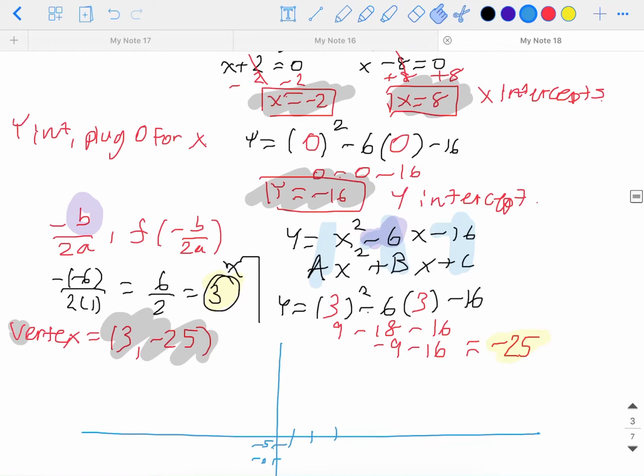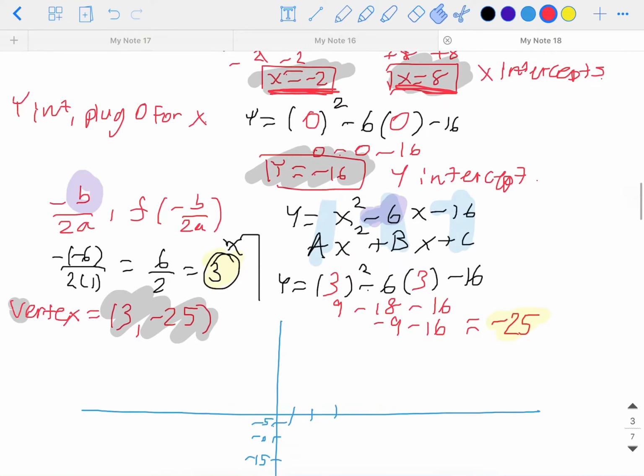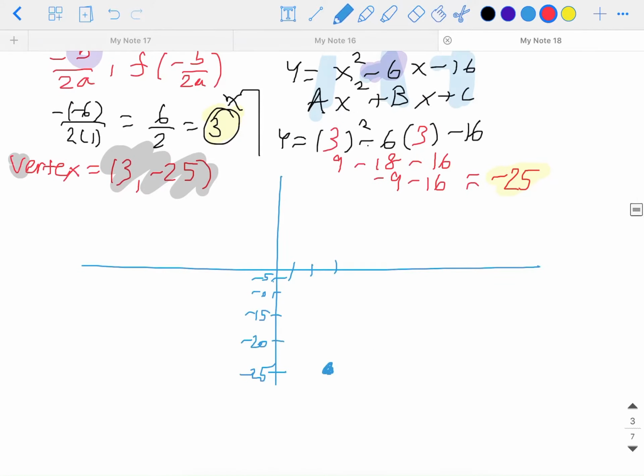The x-intercepts are at negative 2 and 8. So the x-intercepts are at negative 2 and 8. So 3, 4, 5, 6, 7, 8. We now have enough information to plot the parabola, which will look like this.